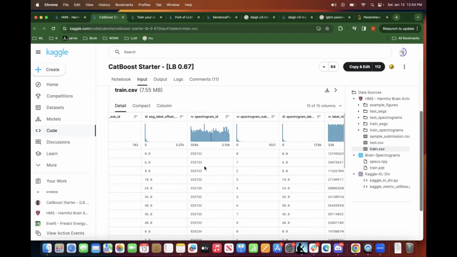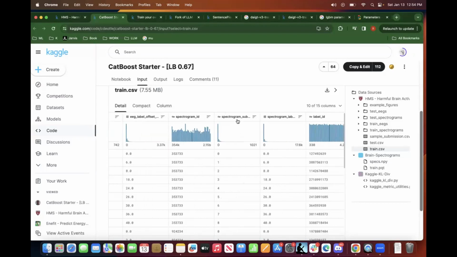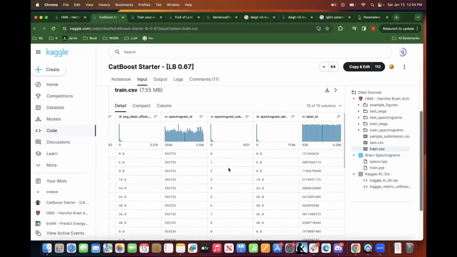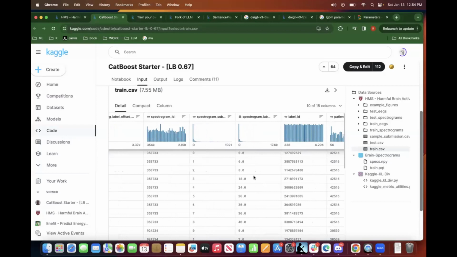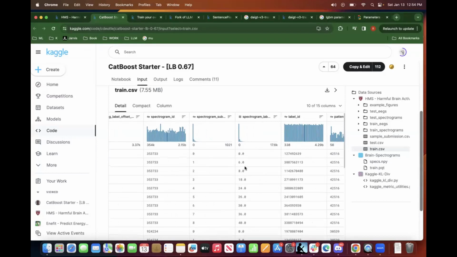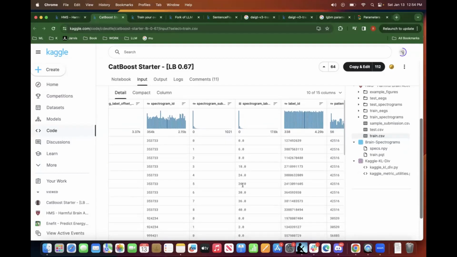Then the spectrogram has a similar kind of thing, right? The spectrogram has a unique ID, and then the spectrogram sub ID gives, again, a subset of that. And the spectrogram label is the one which gives the label corresponding to the 6 classes. And label ID, I haven't really found out, I guess it's unique to each label. I haven't really understood that.